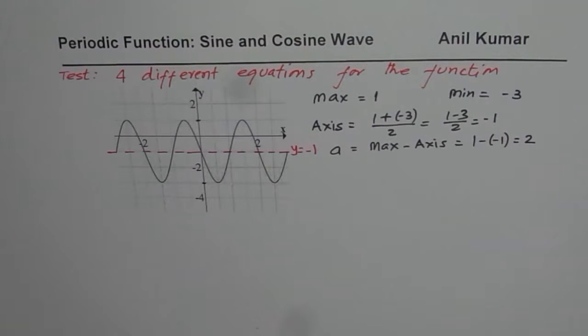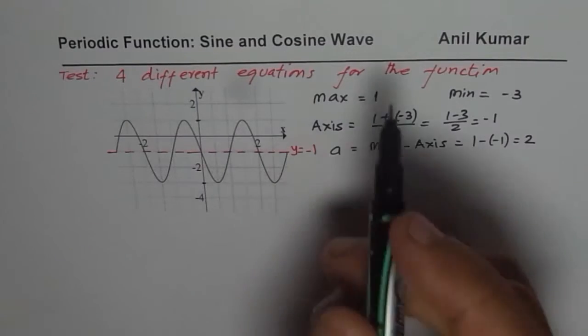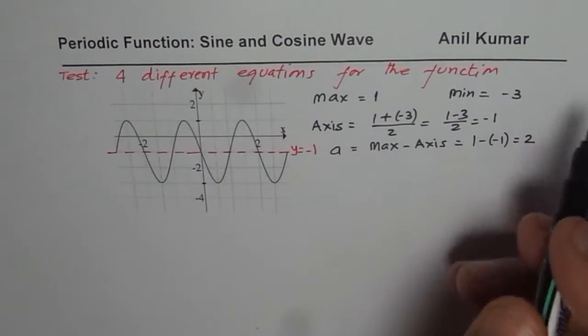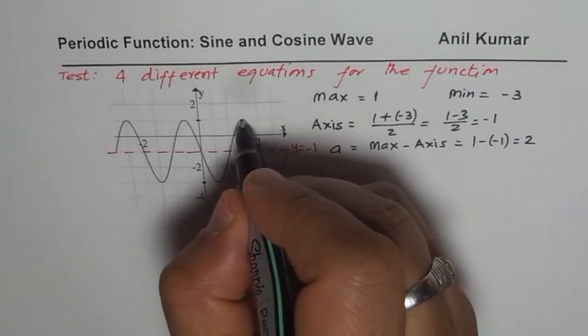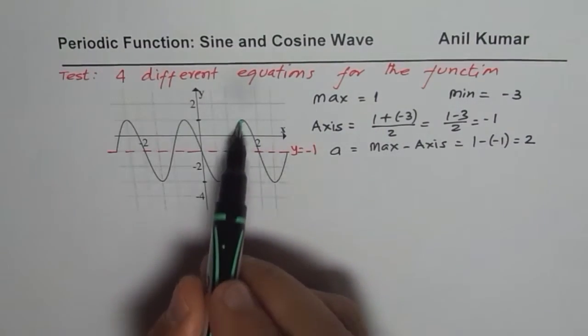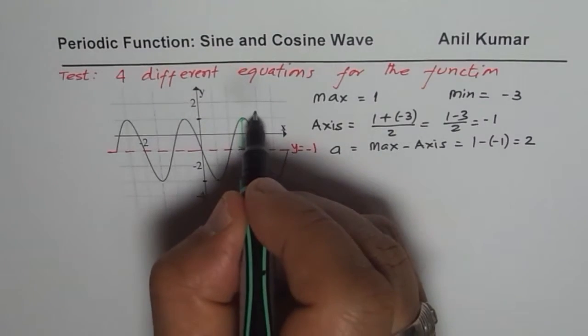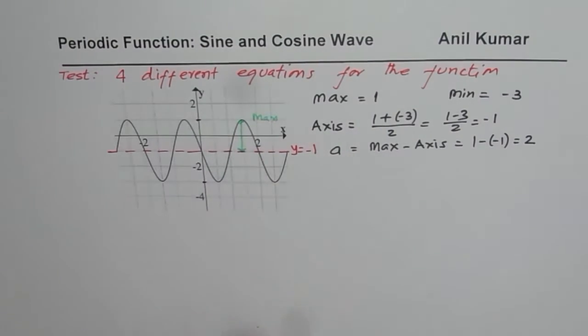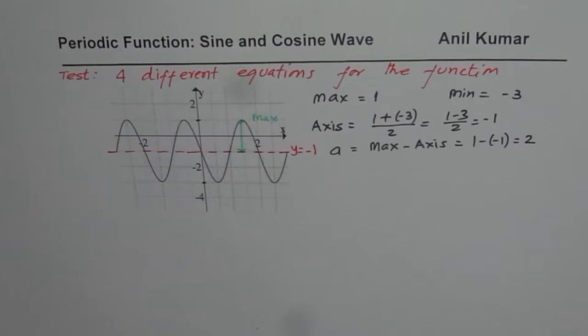Alternate method is you can find difference between maximum and minimum, divide by 2. You could do that also, right? So this is your amplitude. So it is difference between the maximum value and the axis. So easy. Now once you do this, you are ready to give amplitude and also the vertical translation. So you have already got the vertical parts of your equation.